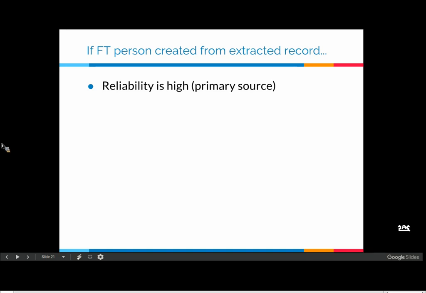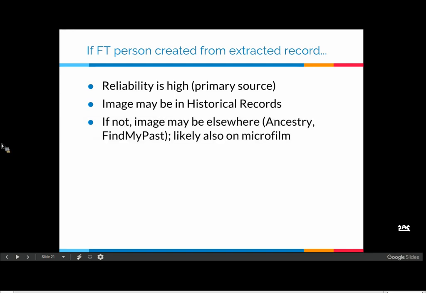Also, the fact that there was an extracted record indicates that there's very likely an image of the extracted record in FamilySearch historical records, or if not, it's very likely that the image is someplace else, like Ancestry or Find My Past, because it's probably on microfilm. In order for it to be extracted, it was probably originally on microfilm. I would say maybe 98, 99% of the time.